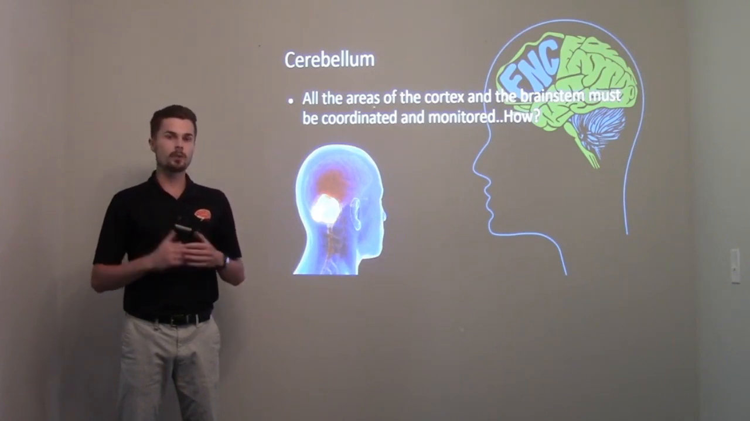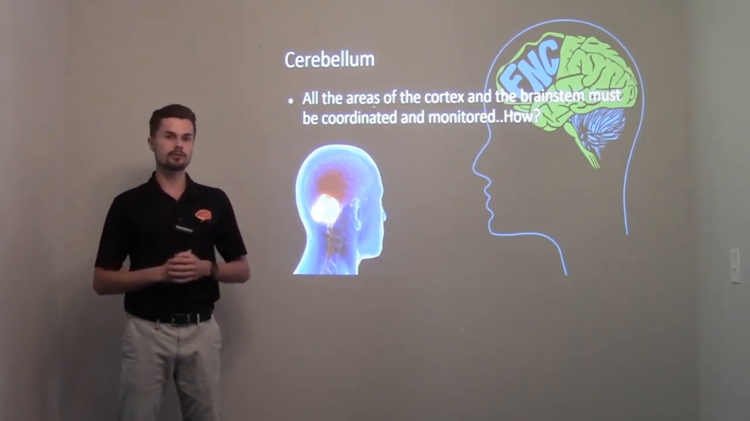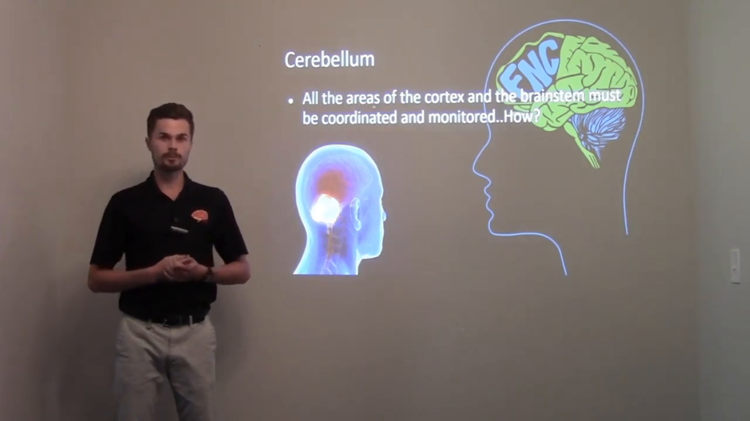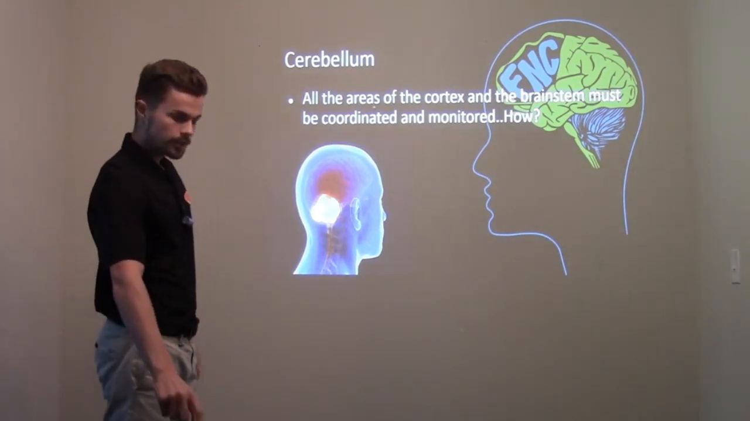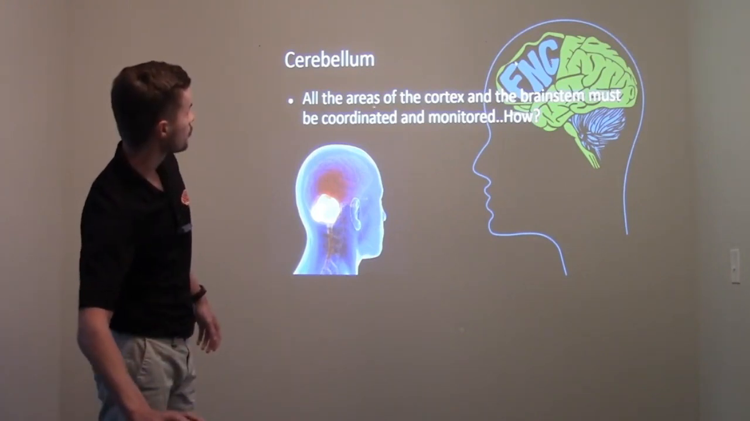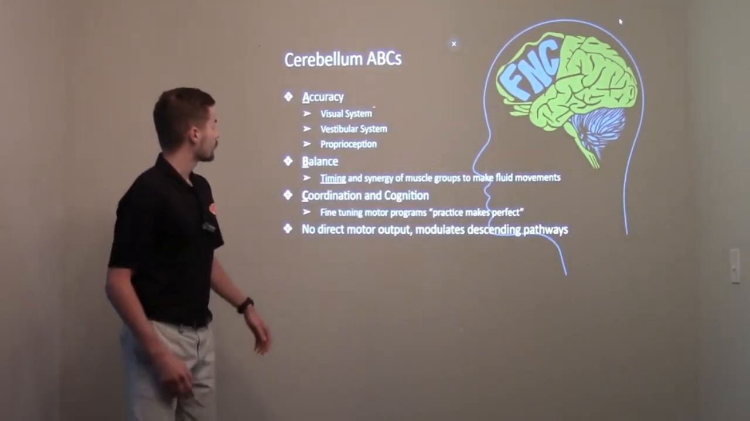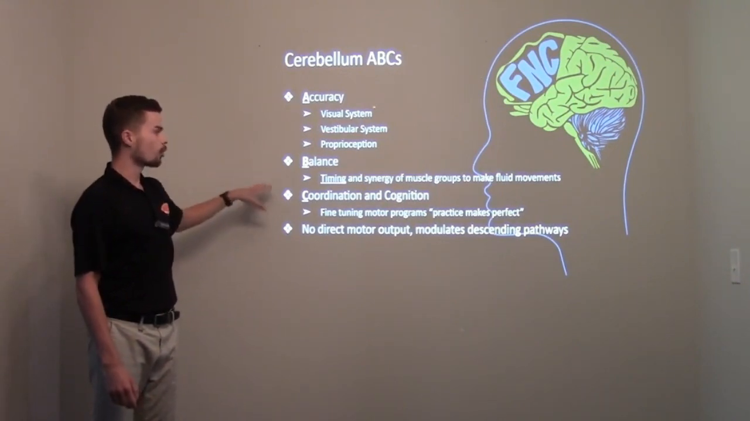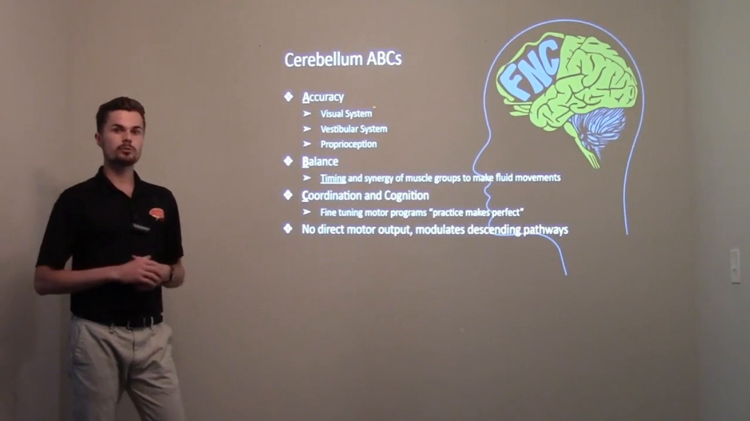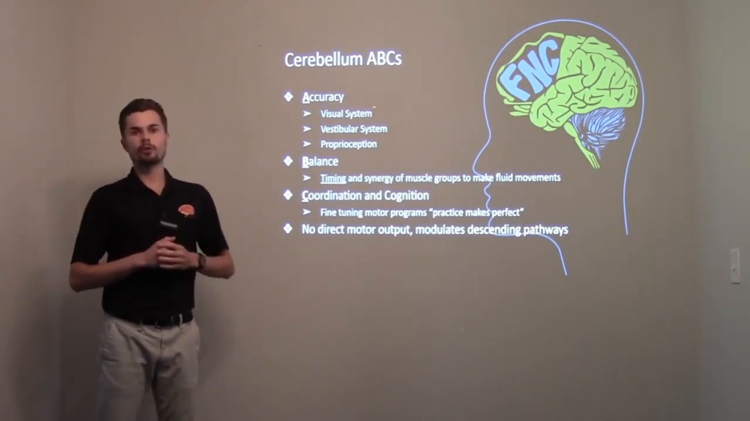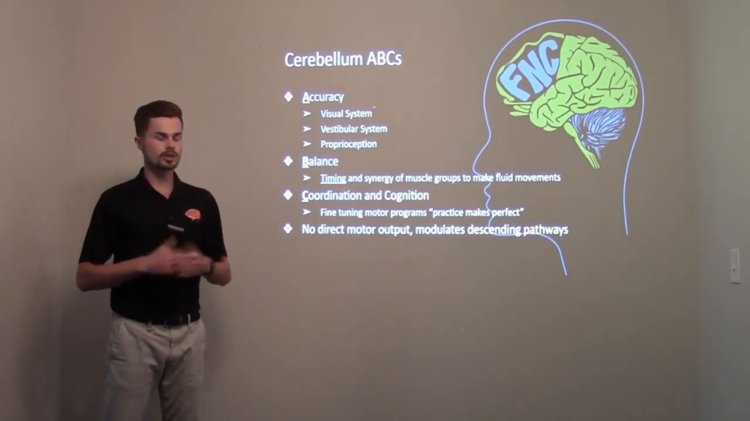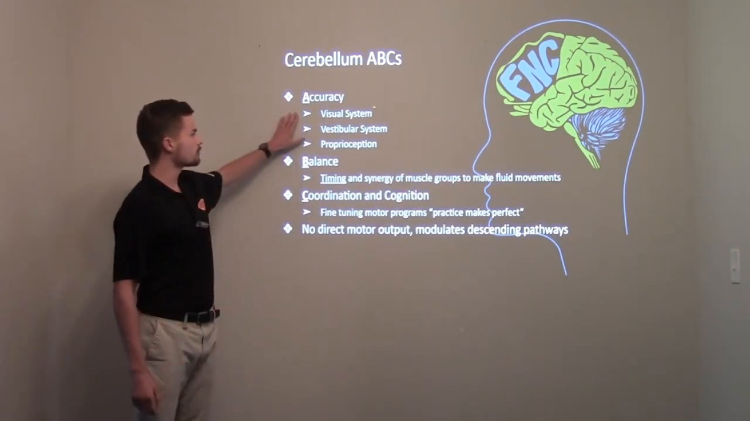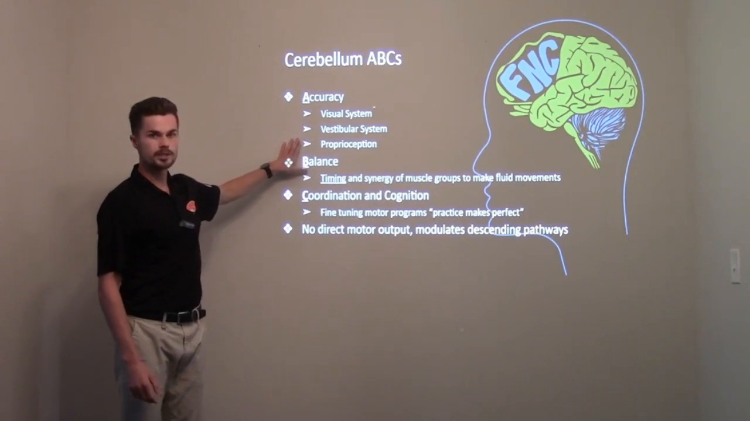That's how the cerebellum basically works. So if there's two words you have to use to describe the cerebellum, it would be error correction. And then classically, when we talk about the cerebellum, we talk about the ABCs for its function: accuracy, balance, and coordination in regards to movement. So in order for me to perform the most accurate movement possible, for example picking up something from the table, I have to have information from the visual system, the vestibular system, and the proprioceptive system.